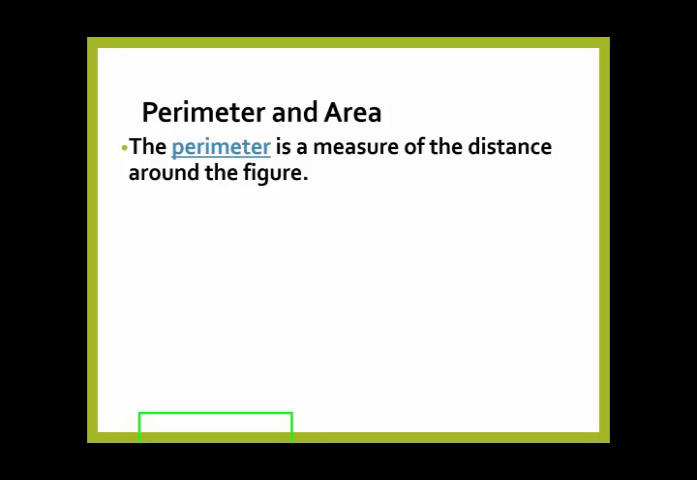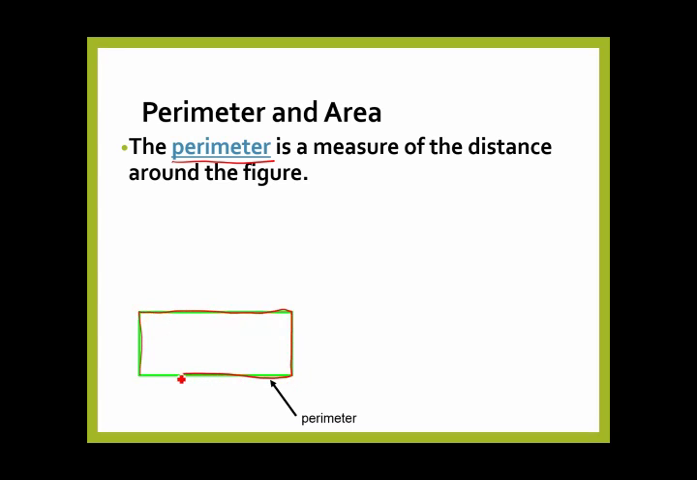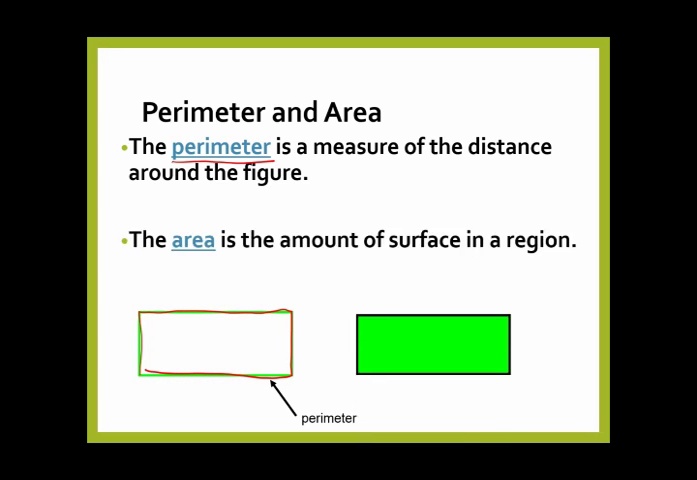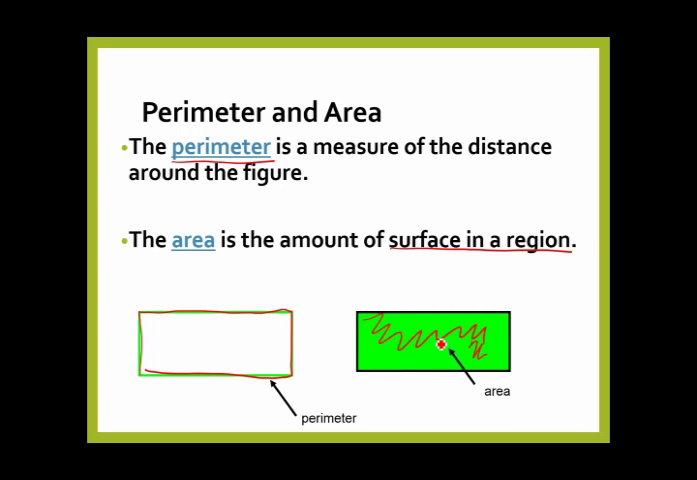So first, let's start off with perimeter. Perimeter, the definition, is the measure of distance around the figure. So perimeter is the length from here to here to here to here. That's the perimeter. And then area is the amount of surface in the region. So area is here. You've kind of heard it before, square feet or something like that.